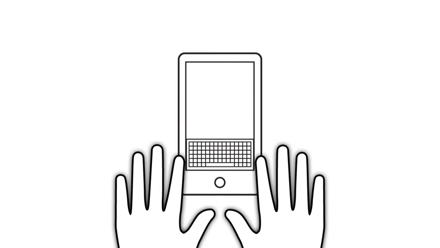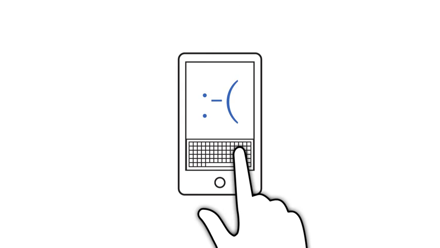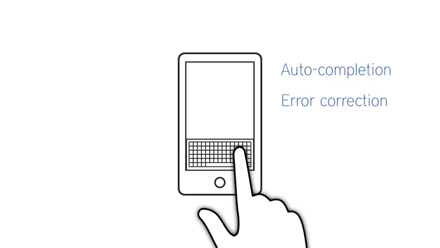Not only is it impossible to use two hands, but even with a single finger, it can be difficult to hit the right key. This creates a frustrating experience where typing is slow, error-prone, and constantly requires the user's attention. Many solutions have come up to assist the user, such as auto-completion, error correction, and predictions.